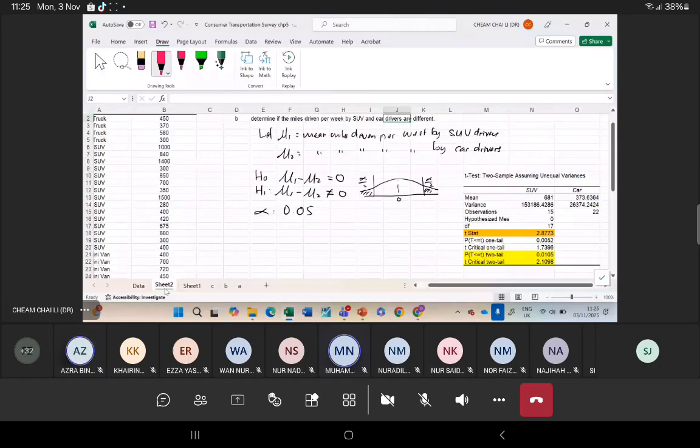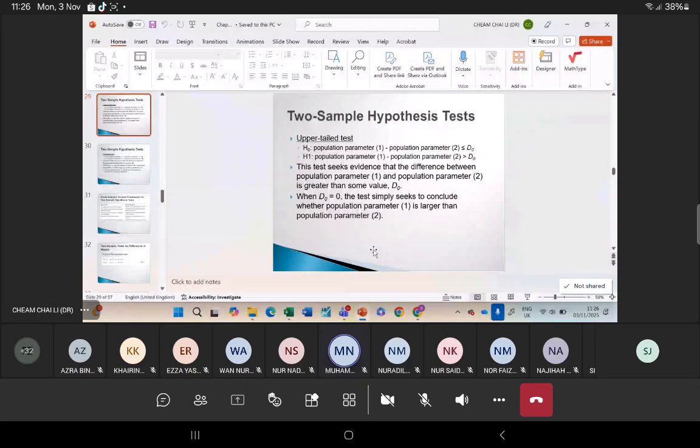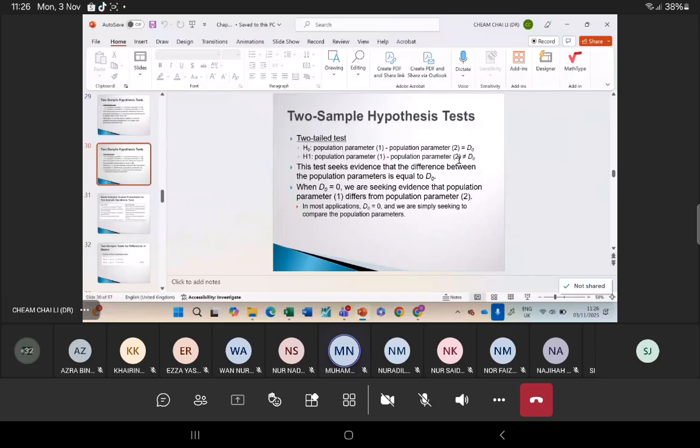So question number 2. We want to determine if the miles driven per week by SUV and the car drivers are different. So we want to check whether the two are different. So this one we have to put in the alternative hypothesis. If I had put it as the same, you would put it in the alternative hypothesis, so that would not be right. So if you look at here, if you have two tails, for the alternative hypothesis you have to put a not equal sign.